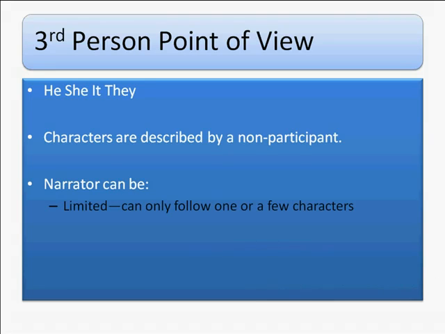The narrator can be described as either limited in third-person point of view, wherein the narrator only follows certain characters. So most movies probably would fall into this. For example, if you're watching a Die Hard movie, the Bruce Willis character is kind of the hero of the story, and we experience the story as Bruce Willis experiences it. In a Harry Potter novel, for example, we experience the novel as Harry Potter experiences things.